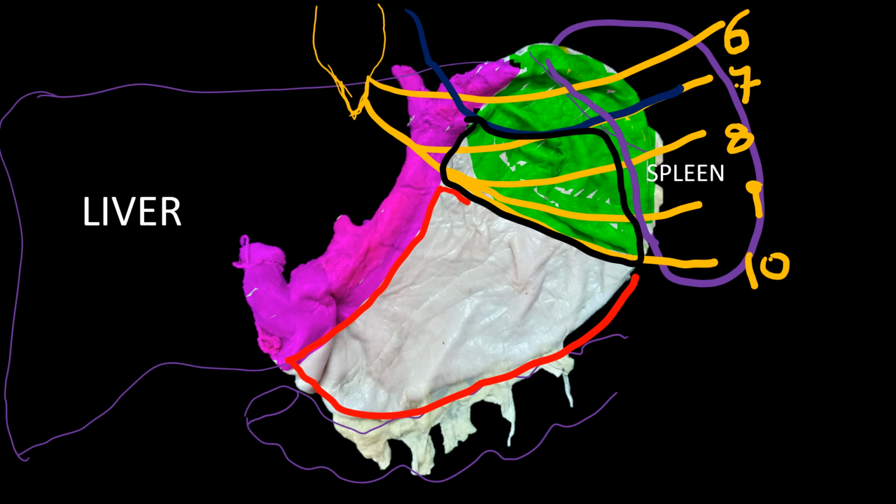Okay. Now here you can see a triangle made by the boundary of the liver, left costal margin and transverse colon. So this triangular area of stomach between the left margin of the liver, left costal margin and transverse colon, which comes in direct contact with the anterior abdominal wall, is known as gastric triangle.